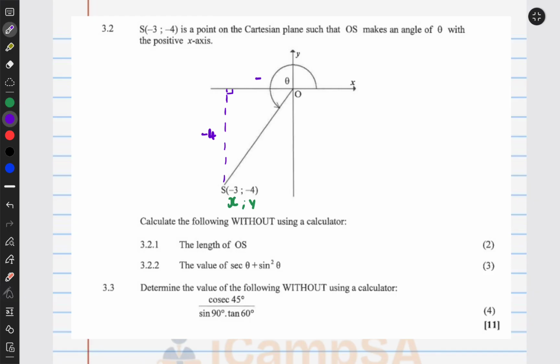Okay, so from this triangle we can clearly see that the only unknown side is SO, or OS if you like. And if you look at this from the eyes of a right-angled triangle, that side is your hypotenuse, so it can be calculated. Anyway, S is a point on the Cartesian plane such that OS makes an angle of theta with the positive x-axis.